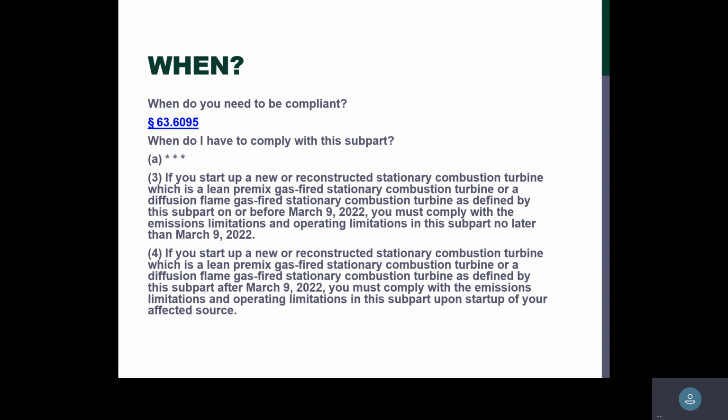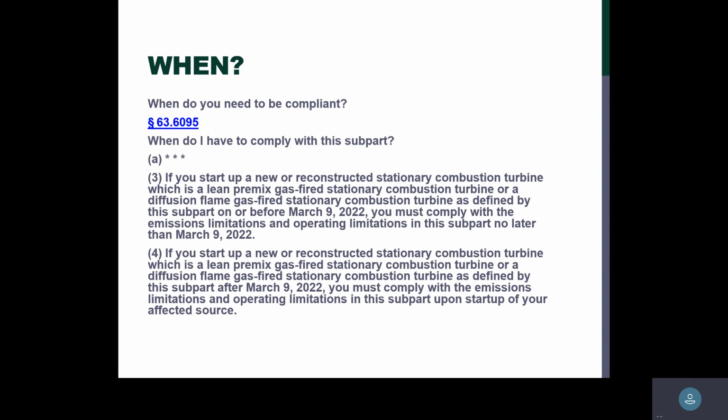When do you have to comply with this? Well, EPA has said the rule is finalized March 9th, last month, March 9th, 2022. So any existing lean premix gas turbines and diffusion gas turbines that are on location since the rule was promulgated in 2004 have 180 days from about a month ago to become compliant with this rule.